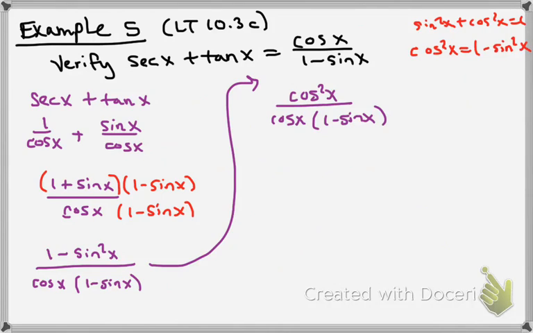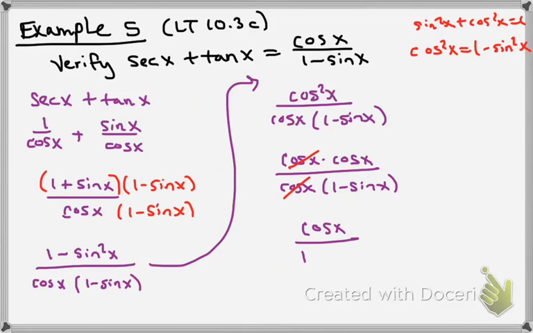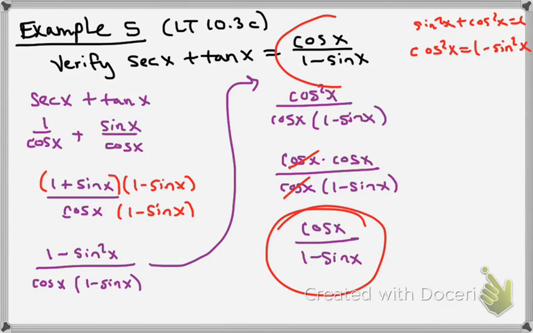So that top, it's cosine squared, which is the same thing as saying the cosine of x times the cosine of x, still over the cosine of x times 1 minus the sine of x. And now I have a cosine on top and a cosine on the bottom, so those two end up canceling. So I end up then with the cosine of x over 1 minus the sine of x. And again, that is then what the right side of my equation looks like. So that means that I am done.